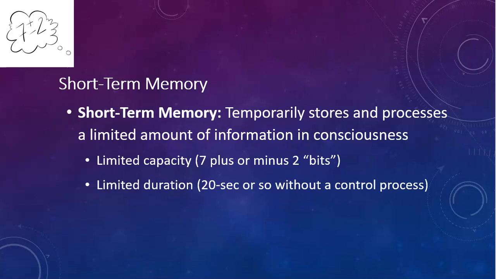It also has a limited duration of about 20 seconds or so, and this is without a control process. So, for instance, if you're being introduced to someone and then you immediately forget their name once we start a conversation, that's because their name is one piece of information, one bit, right? And then when you start a conversation, you're going to learn more different bits about them. And eventually, you're not going to have room in your short-term memory for other bits. So the first bit that you learned might disappear. So that's why you might forget their name, because you're gathering so much information at once that you can't remember everything.